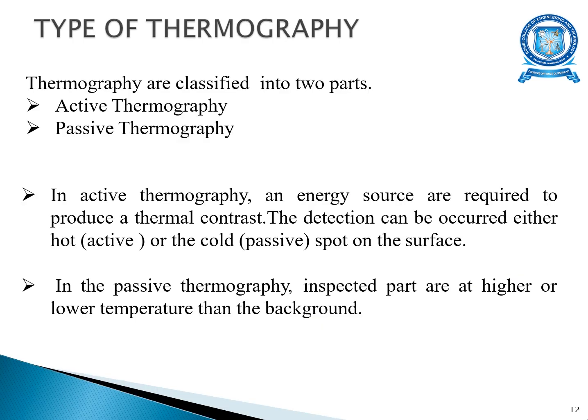So types of thermography. Thermography is classified into two types: active thermography and passive thermography. In active thermography, an energy source is required to produce a thermal contrast, so the detection can occur either at a hot or a cold spot on the surface. But in passive thermography, the inspected parts are at a higher or lower temperature than the background.